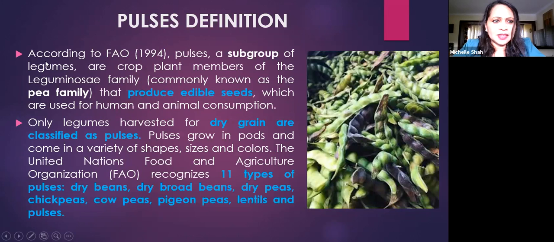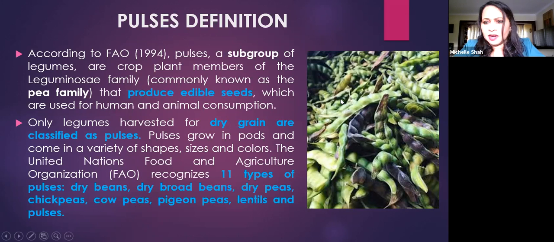Pulses: the definition of pulses, according to the FAO 1994, is that they are a subgroup of legumes, and they are crop plant members of the leguminosae family, known as the pea family. Legumes harvested for the dry grain are classified as pulses. Pulses grow in pods and come in a variety of shapes, sizes, and colors. And there are 11 types of pulses, according to the FAO, such as dry beans, dry broad beans, dry peas, chickpeas, which is also known as chana, cowpeas, pigeon peas, lentils, and others.